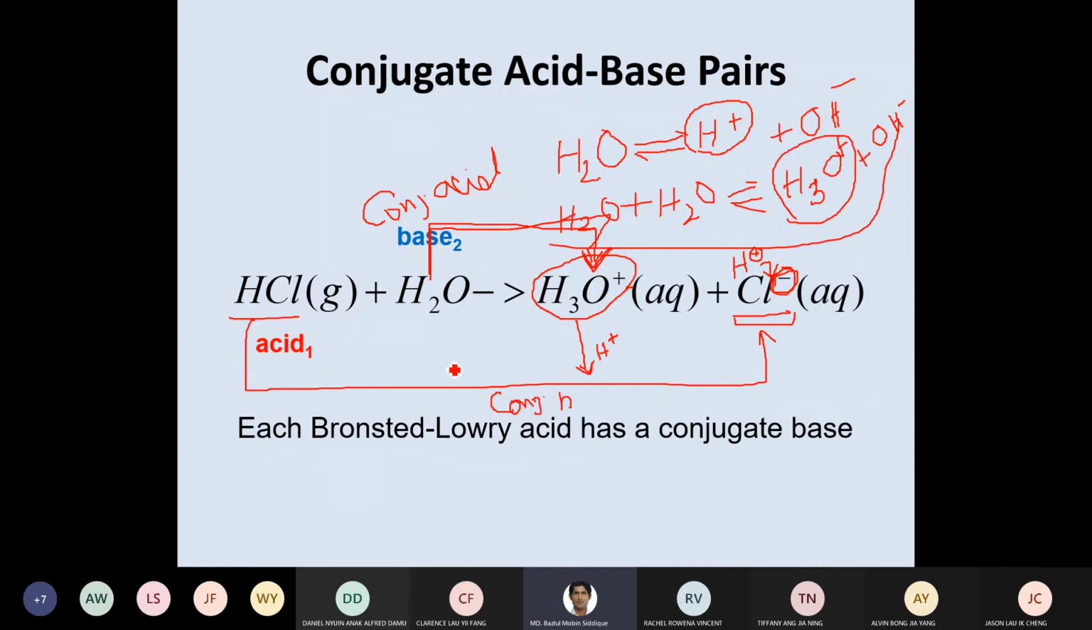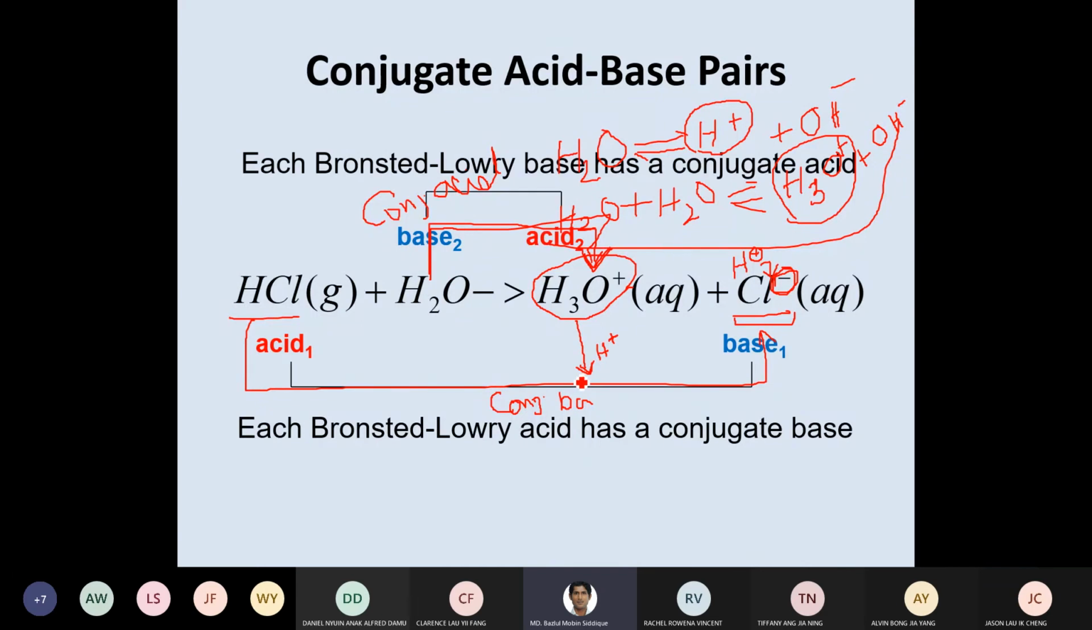Conjugate base of this acid. Every acid has a conjugate base, and every base has its own conjugate acid. So in a reaction, if we ask you to show the conjugate acid and base, mention it. You should be able to find out which is the conjugate acid or base for what.